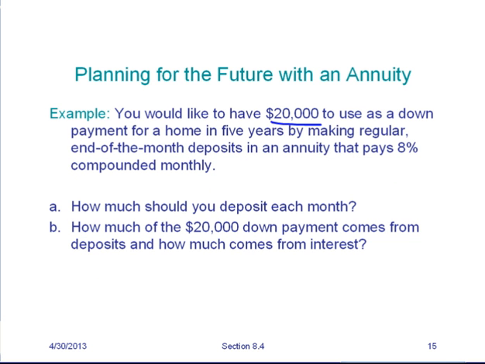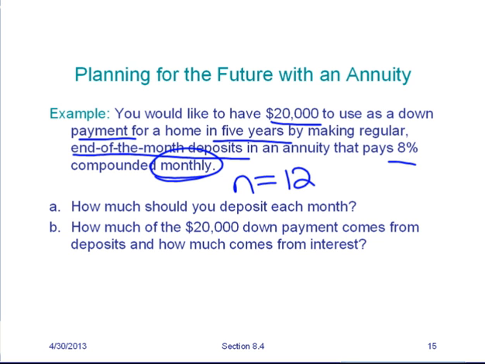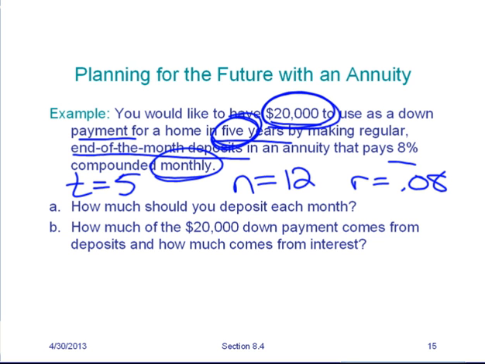You would like to have $20,000 to use as a down payment for a home in 5 years. You're making regular end of the month deposits. That's what an annuity is, where you make regular deposits that pay 8% compounded monthly. So 8% compounded monthly, N is equal to 12. That's the number of times per year. R is equal to 0.08. And we're putting it in for 5 years, so time is equal to 5. And we need to have $20,000 in 5 years. So A is 20,000.